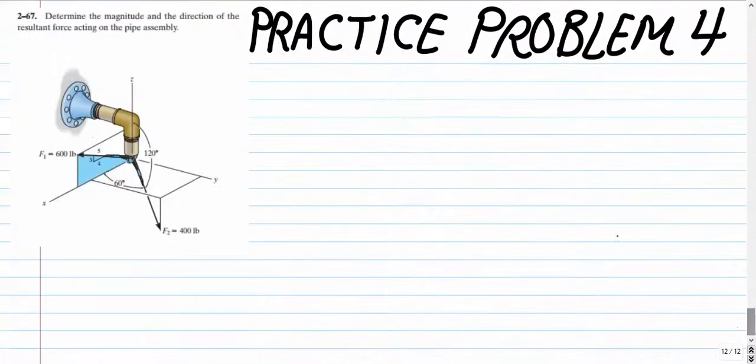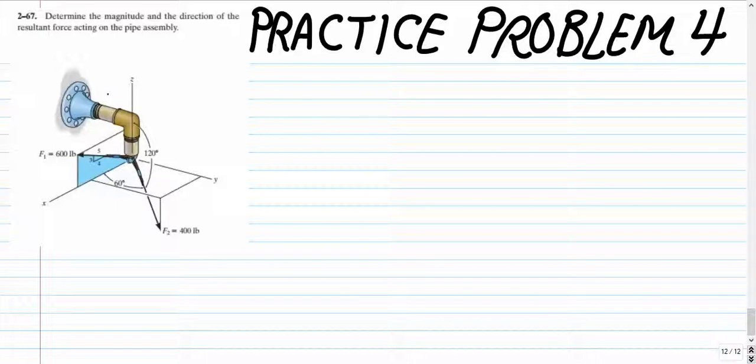Welcome to Engineering Archives. Let us look at practice problem number 4 for this chapter, Cartesian vectors. So this problem says, determine the magnitude and direction of the resultant force acting on the pipe assembly. They have given us two forces and they want us to find the magnitude of the resultant force. So we will need to somehow add these two forces. And then they also want us to find the direction.